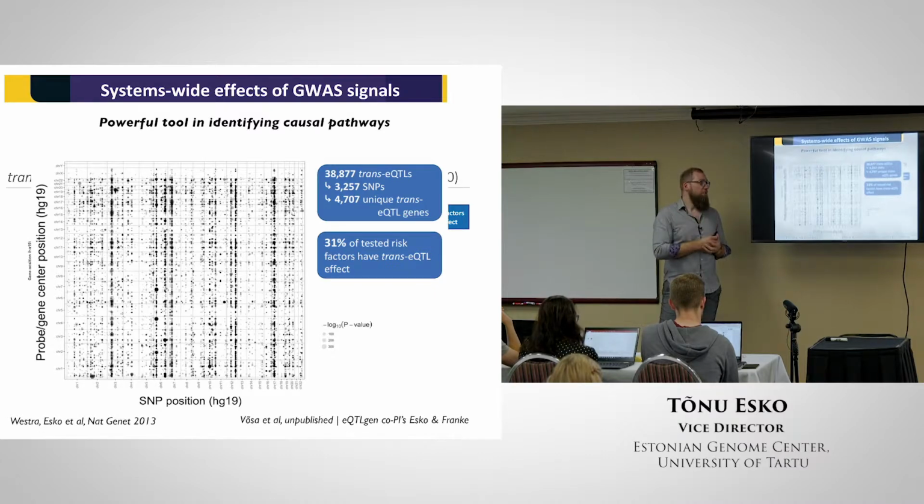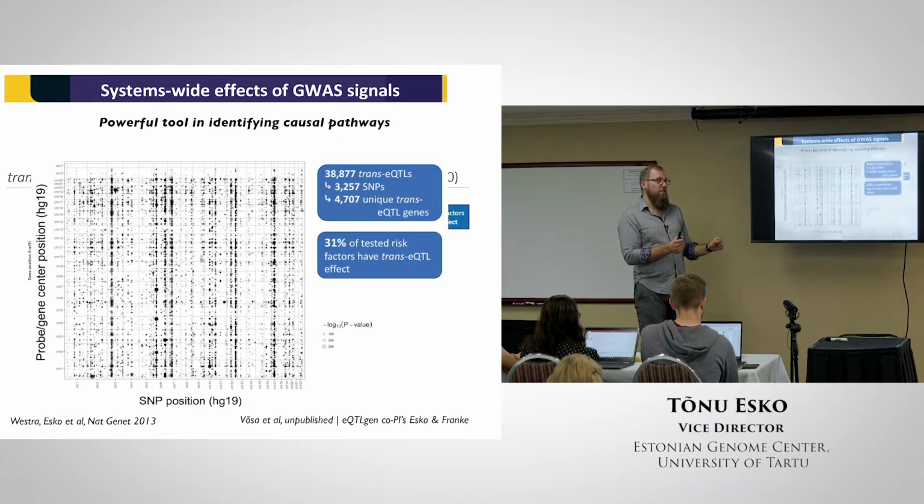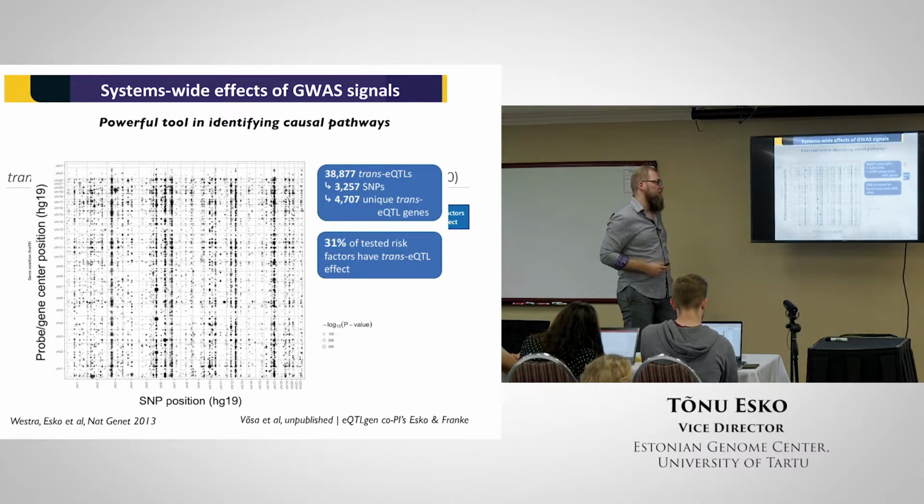I show this to demonstrate that it's not as easy as just taking the closest gene to your most significant SNP in the locus. It can be that it's a gene on a completely different chromosome because of those trans regulatory effects.